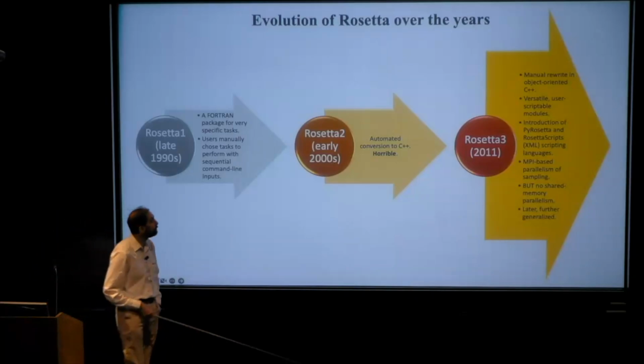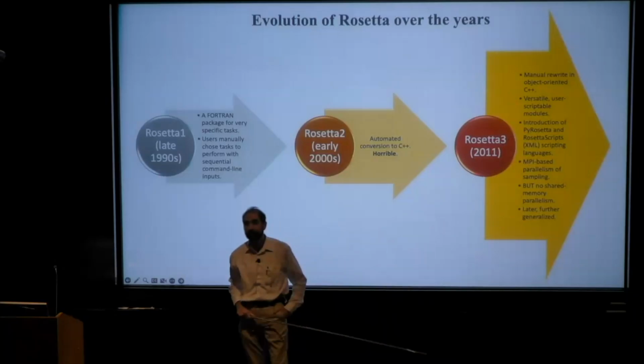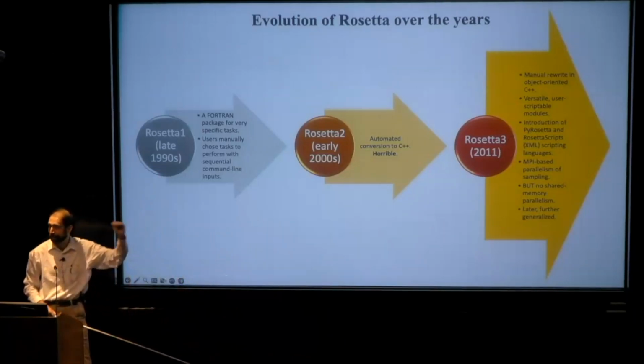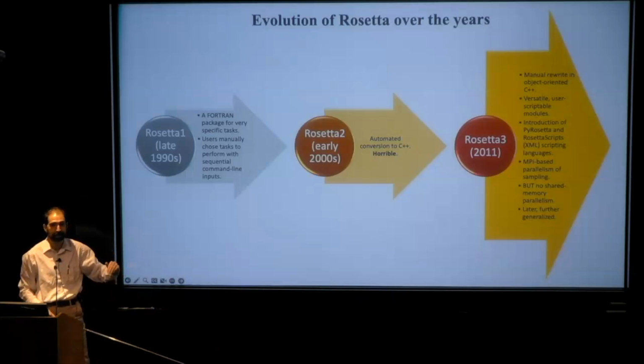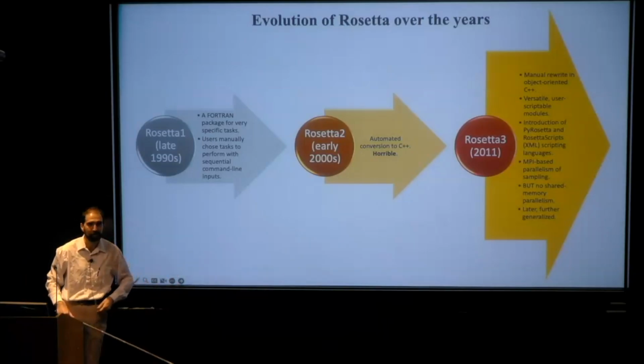In 2011, two scripting languages were introduced, PyRosetta and Rosetta Scripts. Rosetta Scripts is an XML-style scripting language that lets you just chain together different modules in Rosetta. PyRosetta is a little more advanced. It gives you full program flow.